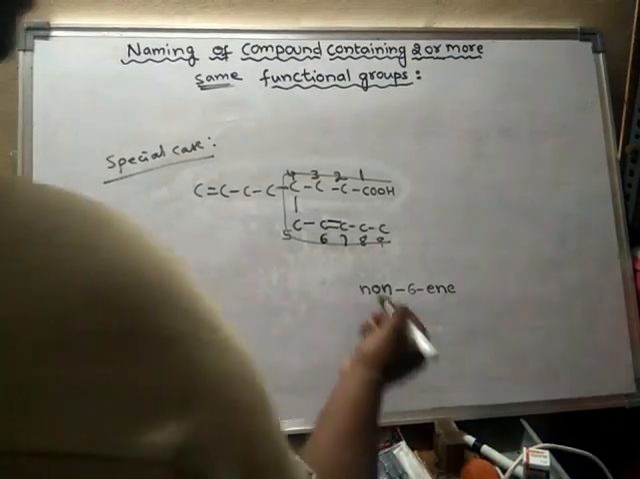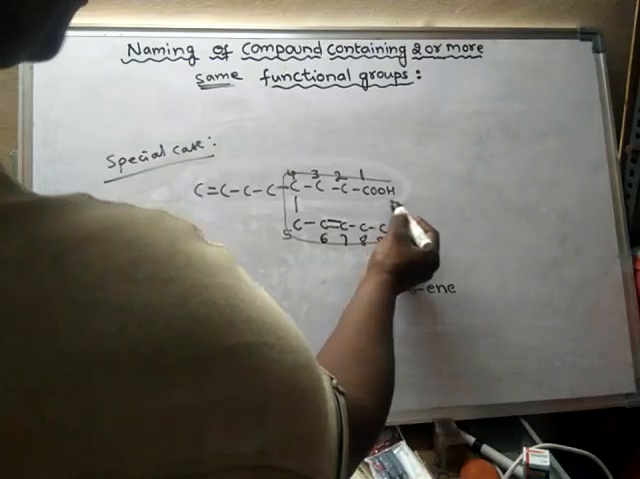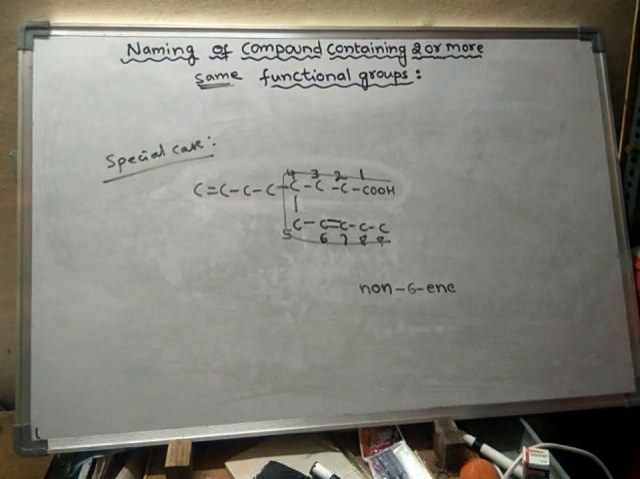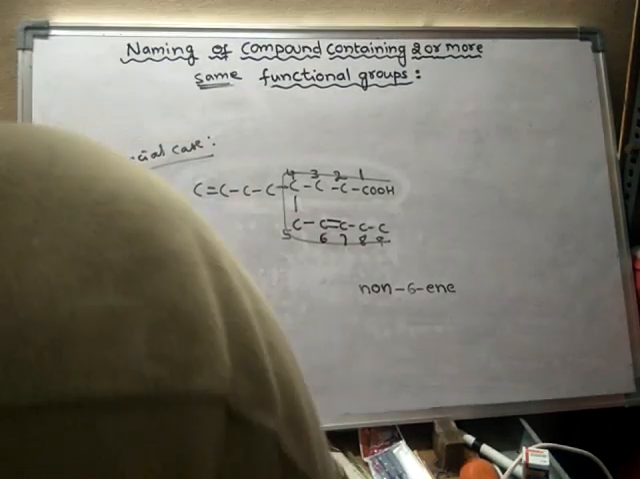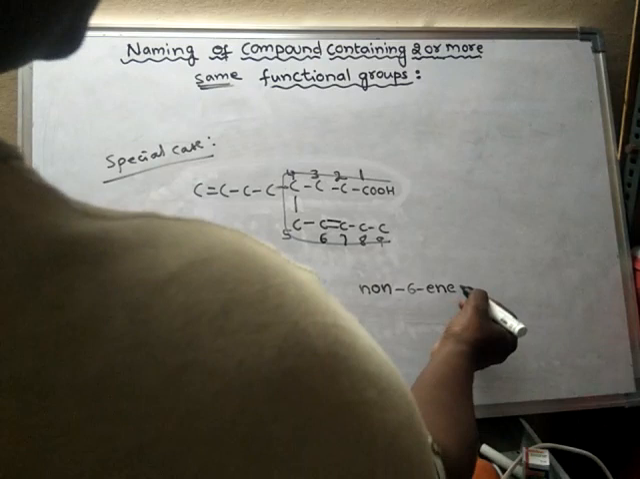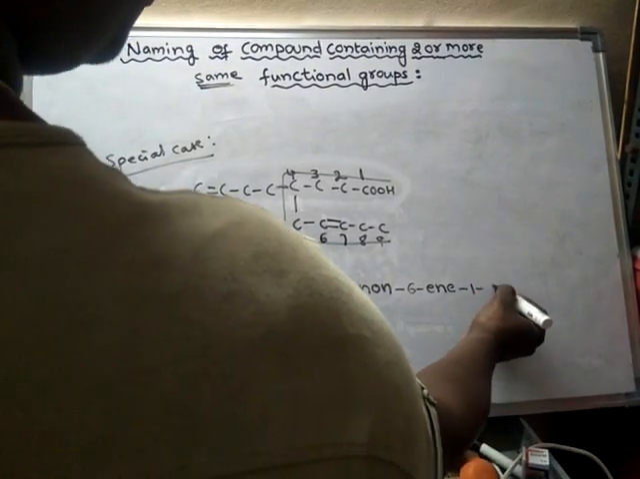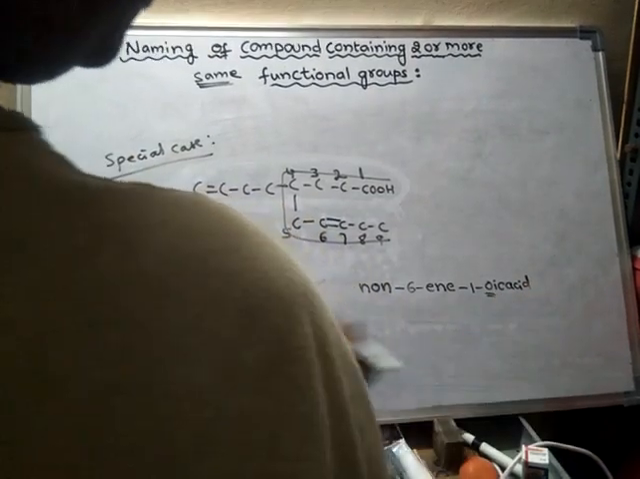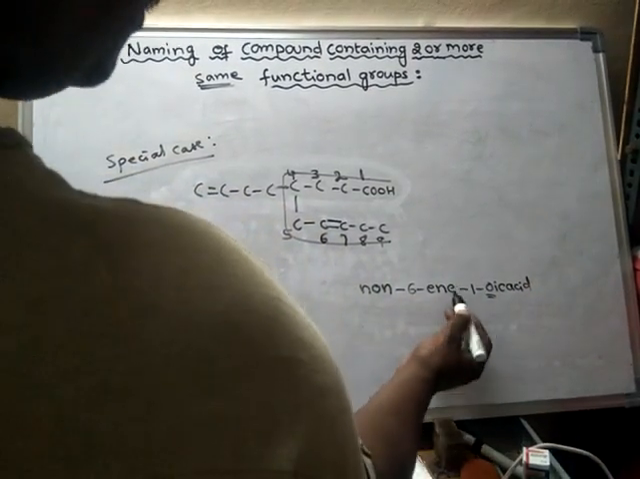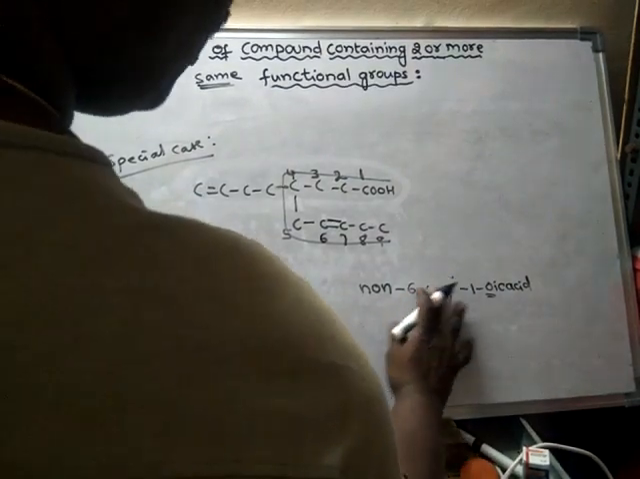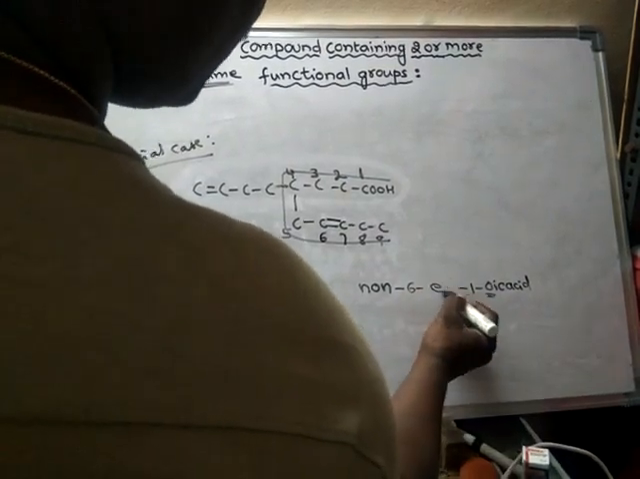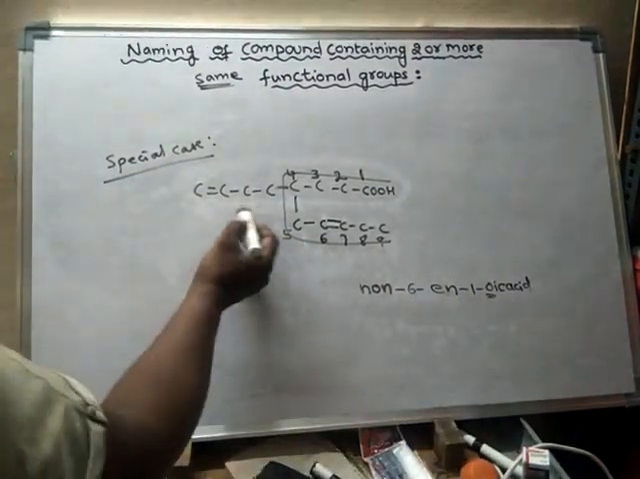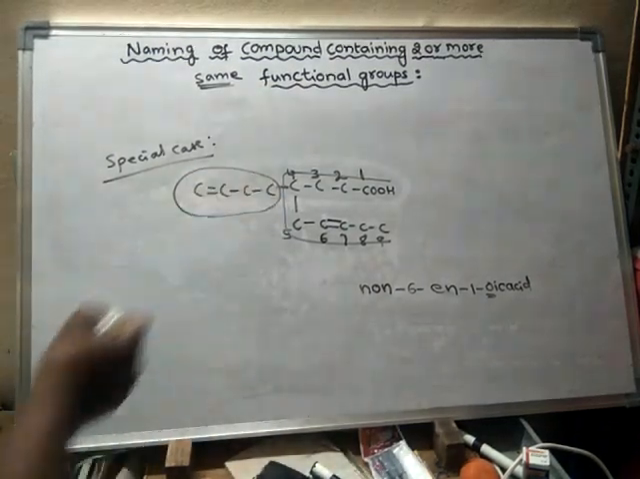Again, this is oic acid. Carboxylic acid means oic acid. That means on the first carbon oic acid is present. So 1-oic acid. Remember that. As it is an o-vowel, we have to remove this e. This e should be removed. So I am writing like this: non-6-en-1-oic acid.